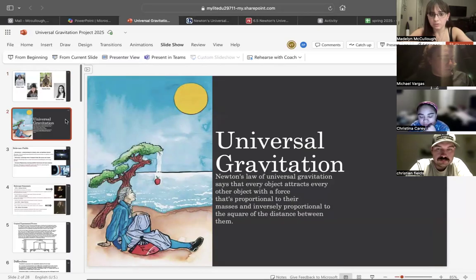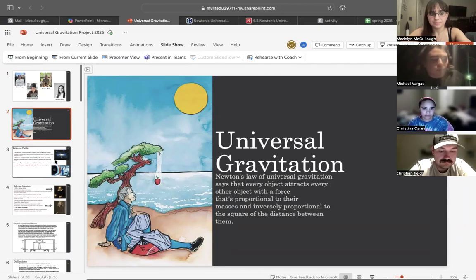Specifically, the gravitational force is proportional to the product of the two masses and inversely proportional to the square of the distance between them. This law explains not only why things fall to the ground, but also why planets orbit the sun and moons orbit planets. It's a fundamental principle that governs all motion due to gravity, from everyday objects to massive celestial bodies.